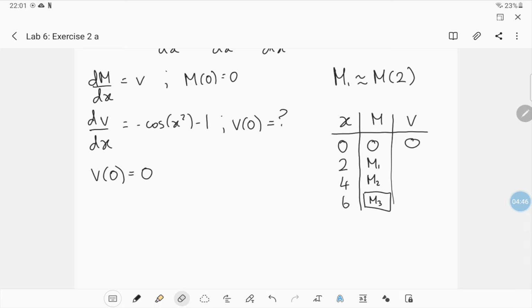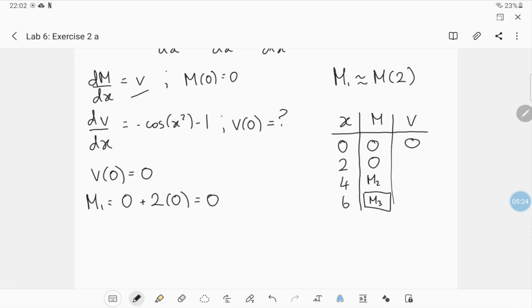Okay. So we're going to calculate m1 here. m1 is equal to the previous m value, which is above it, which is 0, plus the step size, which in this case is 2, times the derivative at the previous point. The derivative of m is v, and the value of v at the previous point is 0. So we get 0 here.